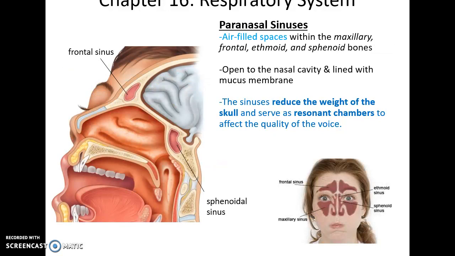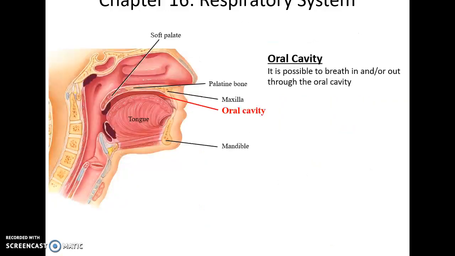All right, we also have paranasal sinuses, spaces found inside of our maxillary bones, our frontal bone, our ethmoid bone, and our sphenoid bone. These open spaces are lined with mucous membrane. They are there to help reduce the overall weight of the skull. They serve also as a resonance chamber to affect the quality of sound. And because they're covered in mucous membrane, they produce mucus that then drips into the nasal cavity.